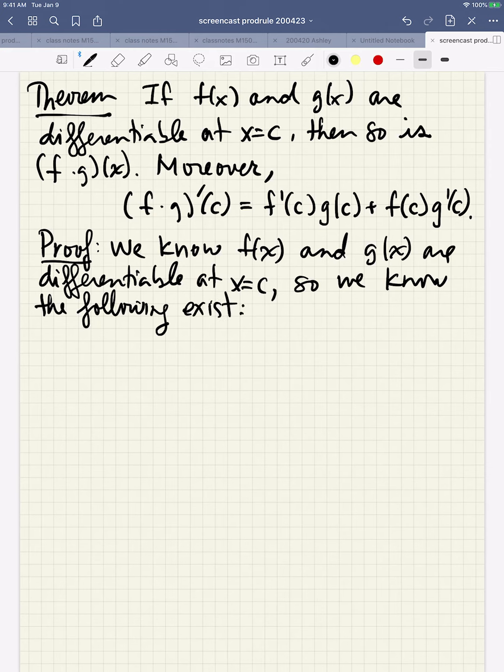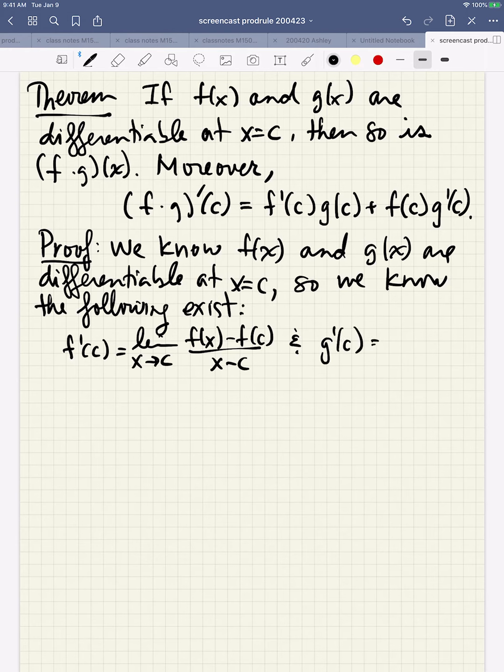We know f prime of c exists and equals the limit as x goes to c of f of x minus f of c over x minus c. And we know g prime of c exists. It's the limit as x goes to c of g of x minus g of c all over x minus c. And this is using the definition of the derivative.